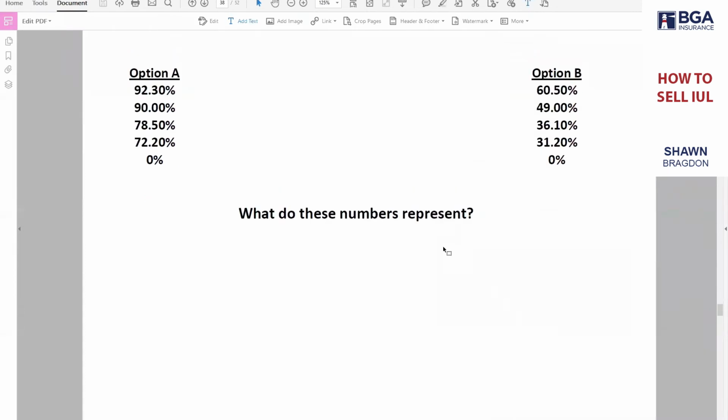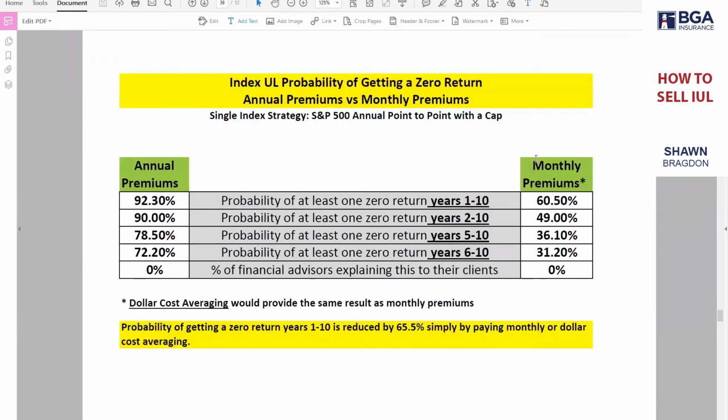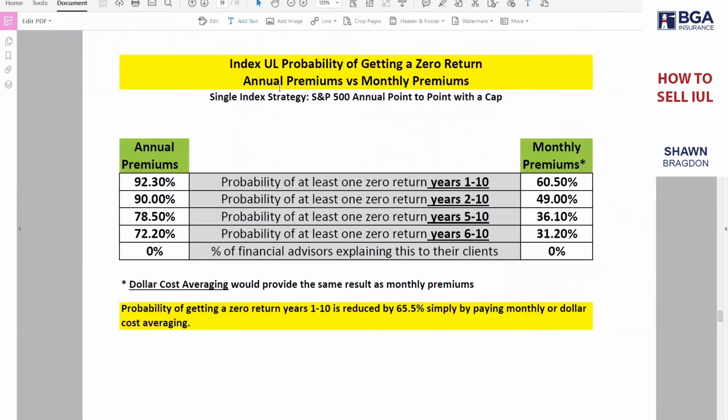This is a nice chart. What do these numbers represent? Are the big numbers good or are the small numbers good? Well, what this is showing us is that if you pay an annual premium in an index UL product and just put that money in the S&P 500 annual point-to-point index strategy, you have a 92.3% probability of getting at least 1% return in years 1 through 10.